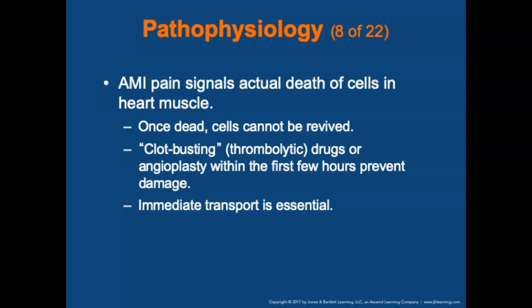Opening the coronary artery with either a clot buster, also known as a thrombolytic drug, or angioplasty, which is the mechanical clearing of that artery, can prevent permanent damage if it is done within the first few hours after the onset of symptoms. Immediate transport is essential.